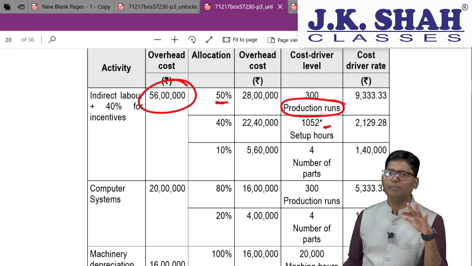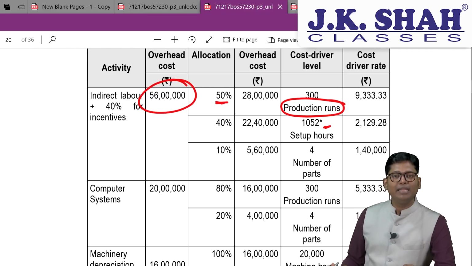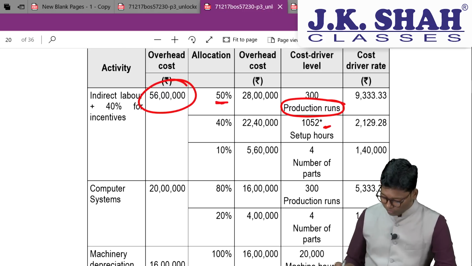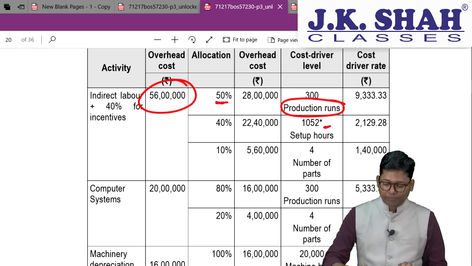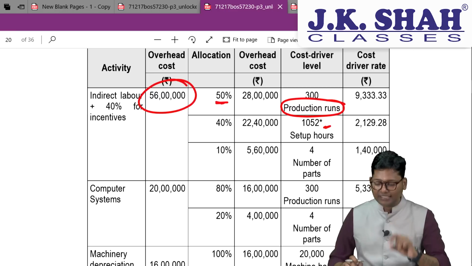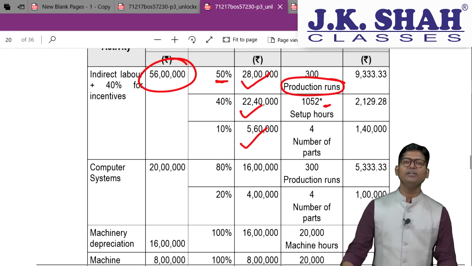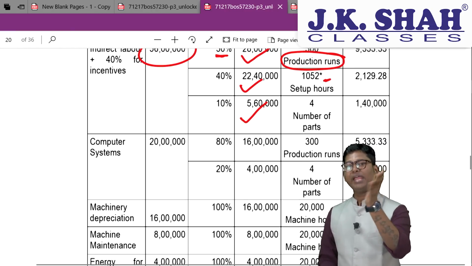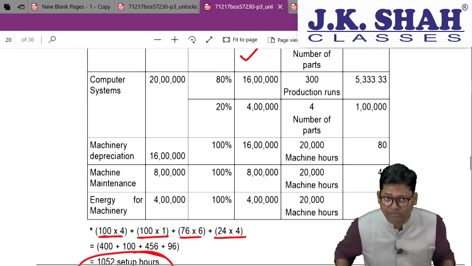So 28 lakhs divided by 300, you are going to get your ABC rate. The next 40%: labor cost was given in the question, and the allocable cost we have computed is 40 lakhs plus 40%, which is 56 lakhs. 56 lakhs into 50% is recorded here, 40% is recorded here, and 10% is recorded here. According to the most appropriate basis, we have converted them into activity based rates. So the drivers are recorded.